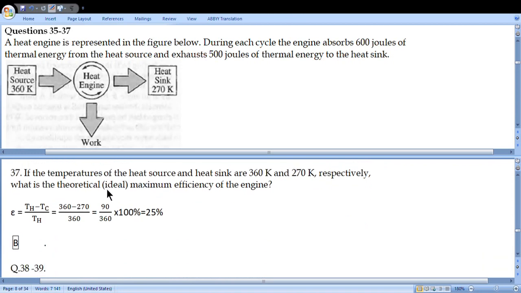37. If the temperature of the heat source and heat sink are 360 and 270 as shown in the picture, respectively, what is the theoretical ideal maximum efficiency of the engine? So in this case we use the formula for efficiency using temperatures, hot minus cold divided by hot, and we multiply by 100, and we get 25.